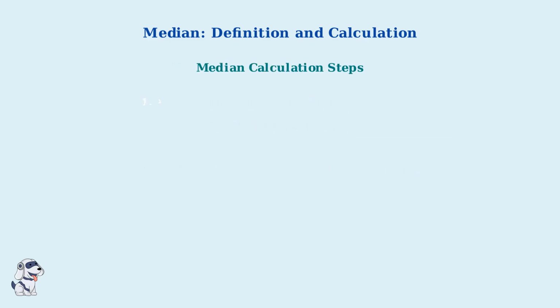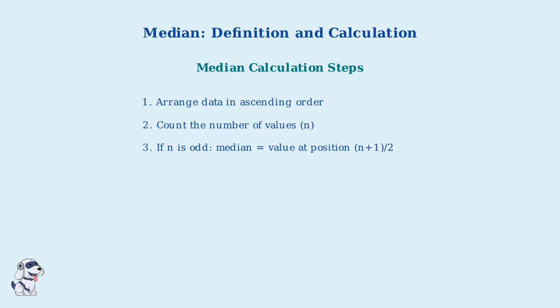To summarize, calculating the median involves 4 key steps. First, arrange the data in order. Second, count the total number of values. Third, if the count is odd, find the middle position. And fourth, if the count is even, average the 2 middle values. This systematic approach ensures accurate median calculation for any dataset.